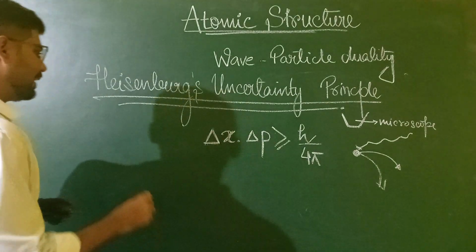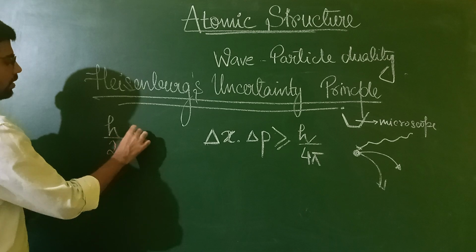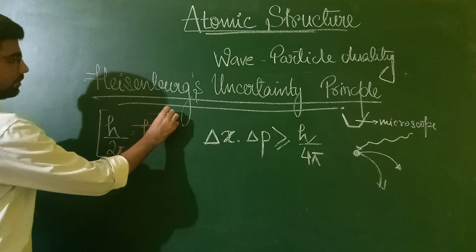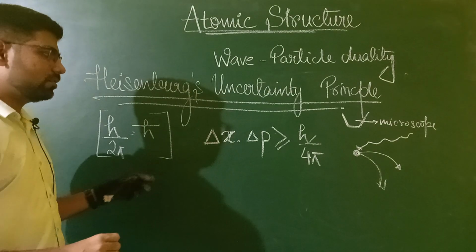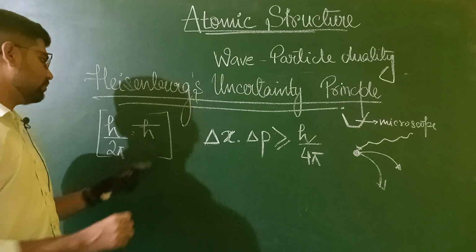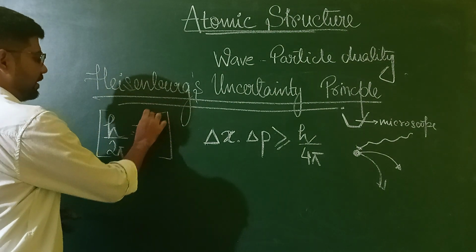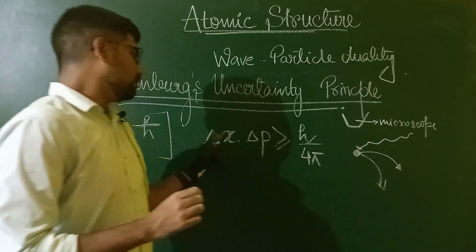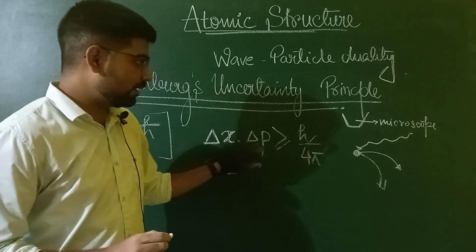Now remember this, sometimes in quantum mechanics we use h by 2 pi as h cut. If you are doing some numericals, we use h by 2 pi, we simply write this h cut, but we will consider over here h by 4 pi only. Okay? So del x, that is change in position, and the change in momentum is more than or equal to h by 4 pi.